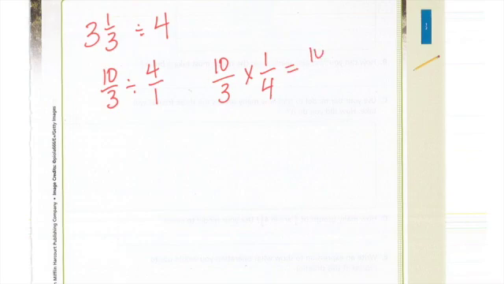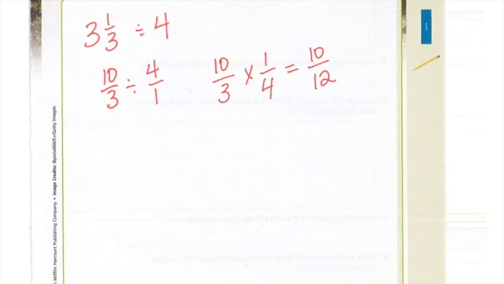And I am not going to use mixed numbers because we have to always change them to improper fractions. So 3 times 3 is 9 plus 1 is 10. And we always make our whole numbers over 1. Okay, so we know that to divide fractions, we multiply by the reciprocal. So I have 10/3 times 1 over 4. And then I'm going to go straight across. 10 times 1 is 10, and 3 times 4 is 12.